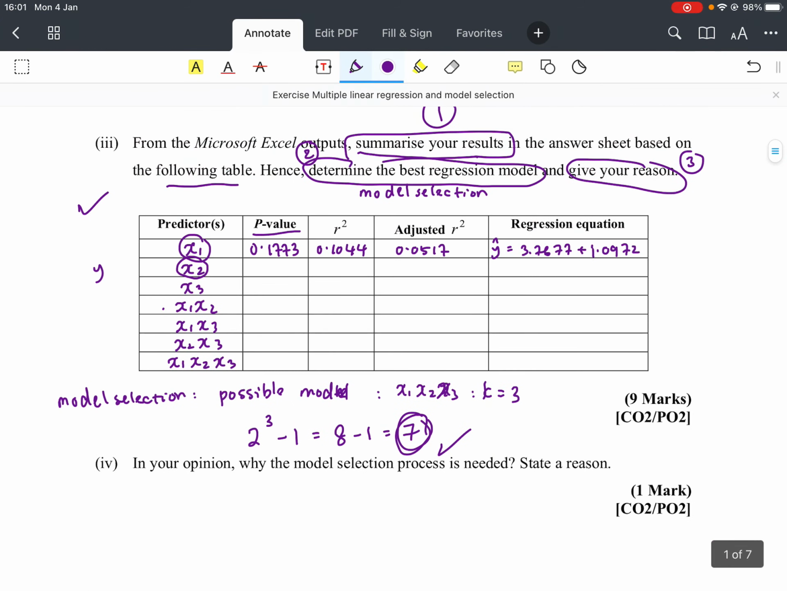So from all your Excel output just now, you have to put into this summarization, summarize of table. So here is 0.3026, 0.0623. So let me finish filling in this one, so you can also follow me. Okay, so for X3, 0.0011.